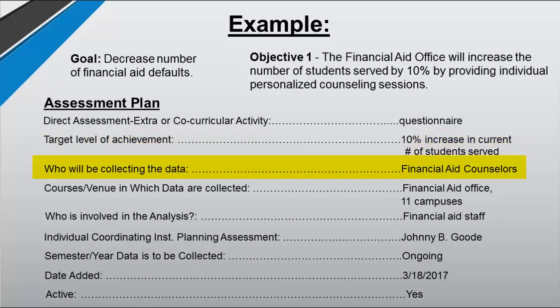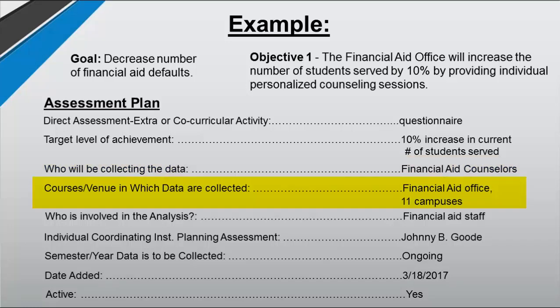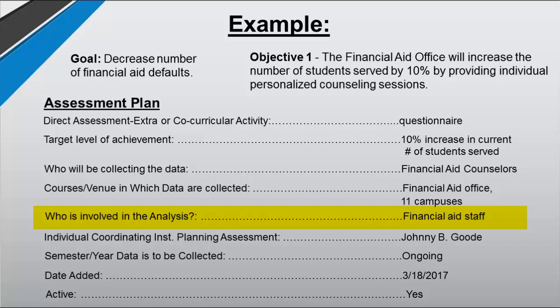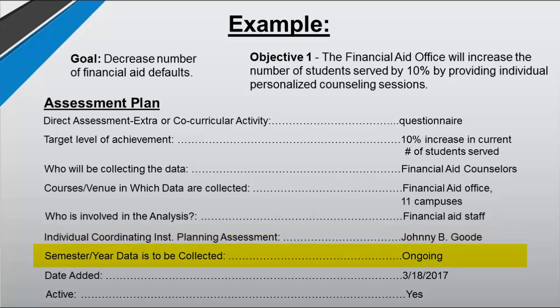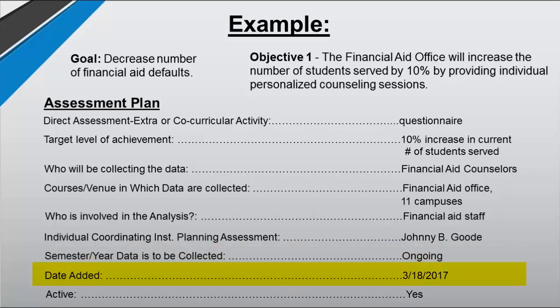Their financial aid counselors will be collecting the data. The data will be collected by the financial aid office at 11 campuses. The financial aid staff will be involved in the analysis. Johnny B. Good is the individual coordinating the assessment. The semester and/or year this data is to be collected is ongoing. The date this assessment was collected is March 18, 2017, and this assessment is currently active.